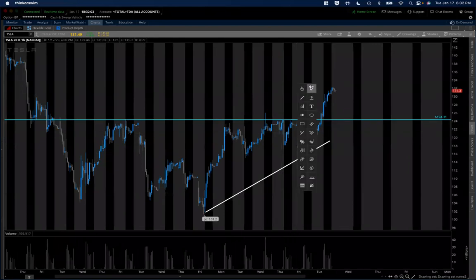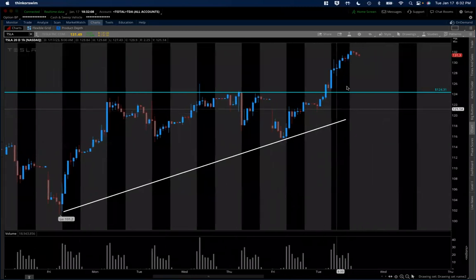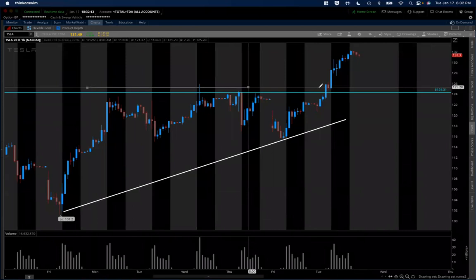Yep. Look familiar? You did. Look at that. So same thing, right? Ascending triangle into a horizontal resistance level.